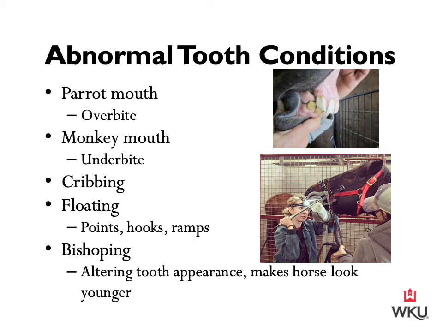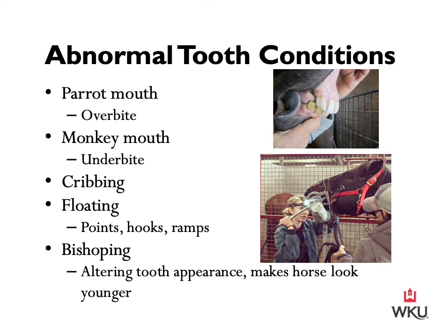Moving on from determining age, we will look at abnormal tooth conditions. There are several factors that are going to influence the wear and the appearance of teeth. A couple of these include bite, cribbing, bishoping, and then floating.